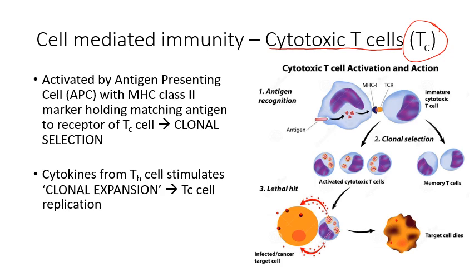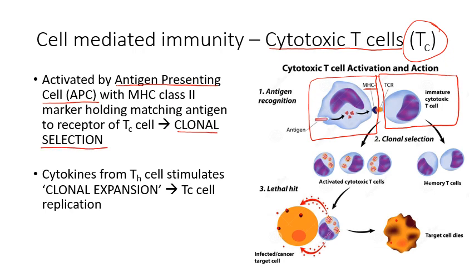Very similar to our helper T cells, to activate a cytotoxic T cell, it also needs to be activated by an antigen presenting cell. So we've got our antigen presenting cell here again, which contains a small section of the non-self antigen on an MHC class 2 marker, and it has the complementary shape to the receptor on our cytotoxic T cell, shown here. If that is a correct match, then we have achieved clonal selection, just like we would have with a helper T cell.